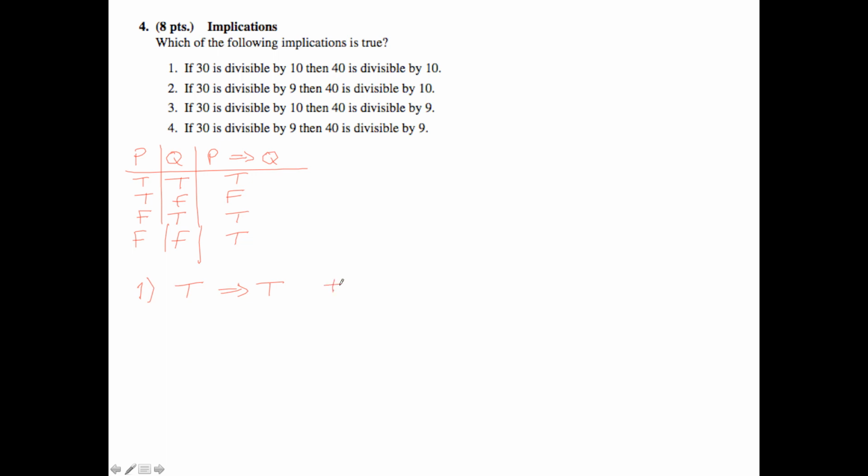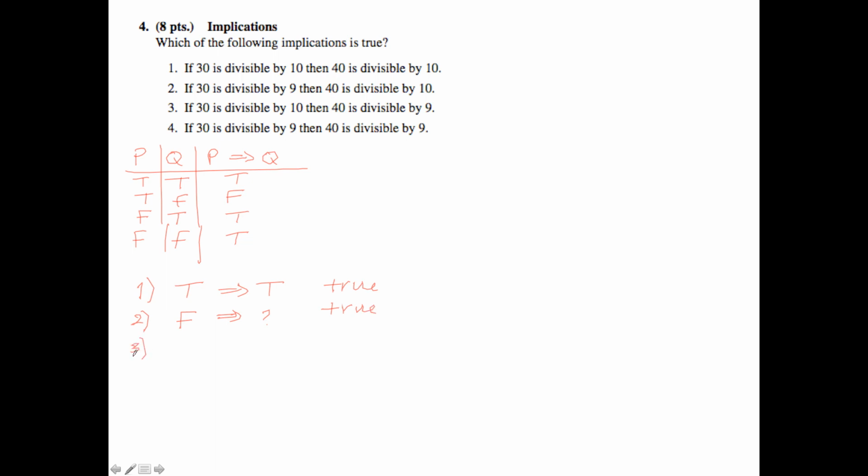The implication is true. In the second case, if 30 is divisible by 9, this is false. Therefore, it doesn't matter what it implies. From our truth table above, we know that the implication is automatically true.